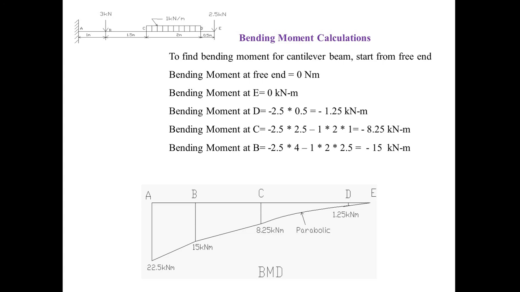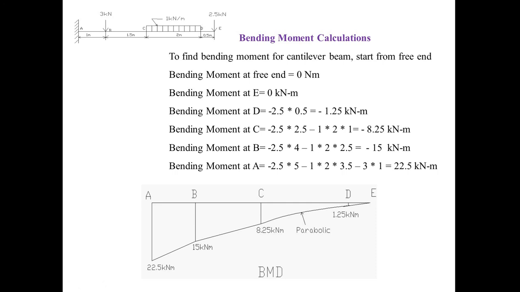Then bending moment at point B. We have to consider three forces. One is 2.5, another one is 1. We have to consider the same forces, but the distance varies, because at B the distance varies. So it will be equal to minus 2.5 multiplied by 4, so 1.5 plus 0.5 plus 2, that will be 4, minus 1 multiplied by 2 multiplied by 2.5. So that will be coming as minus 15 kilonewton meter.